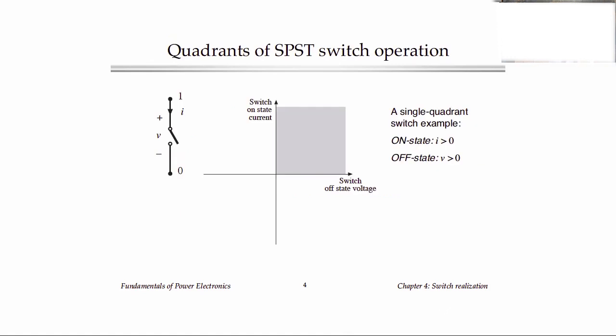Okay, we also talk about switches with respect to how many quadrants of operation do they have to work with. And this is really imposed on the switch by the rest of the converter. So here I plotted what we're talking about. The horizontal axis is the off-state voltage imposed on the switch by the converter when the switch is turned off. So we also call this the blocking voltage, or how much voltage does the switch have to block when it is off.